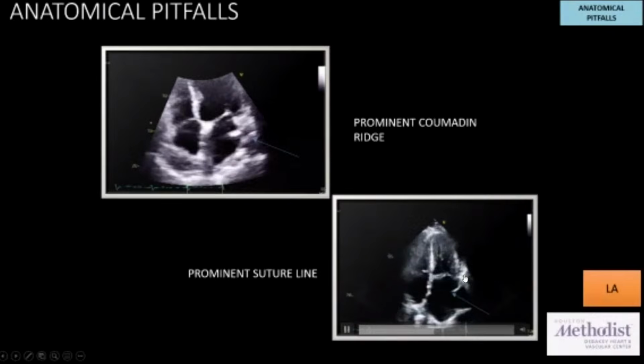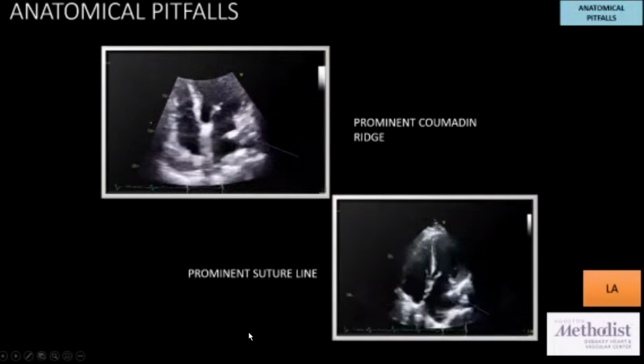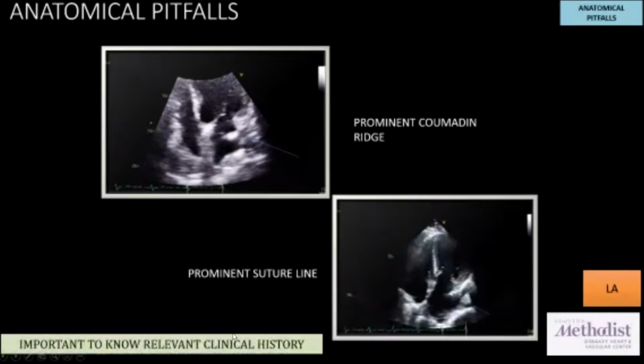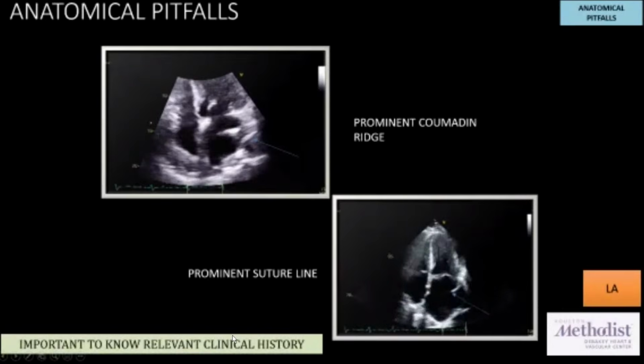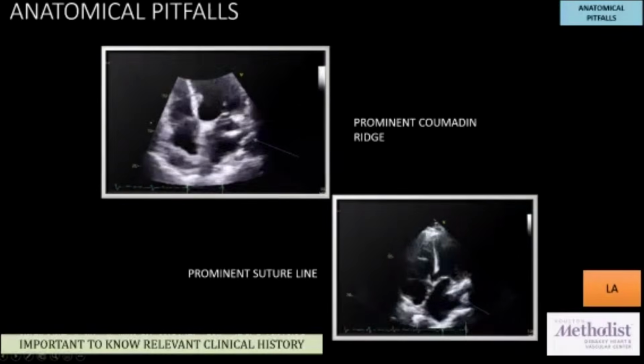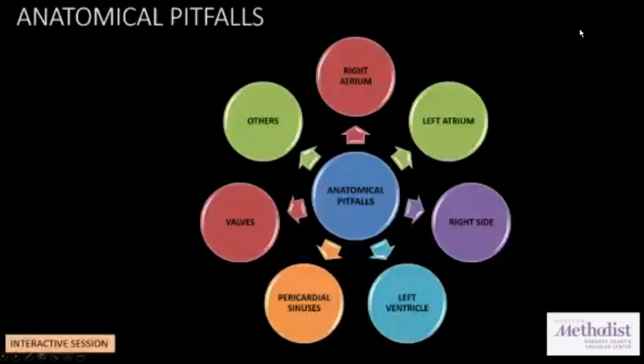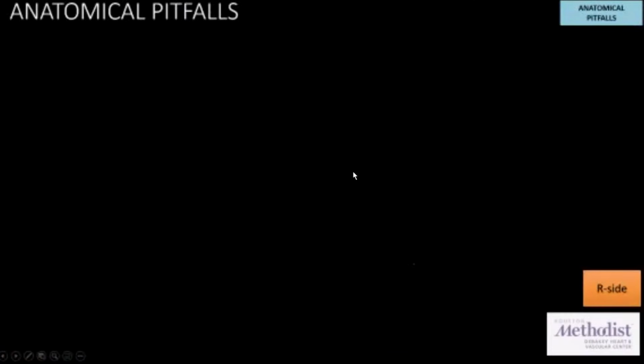And very rarely we do see some prominent suture lines post-cardiac transplant, especially the older transplant patients can have those prominent suture lines. Bottom line is, even if you're seeing some routine anatomical pitfalls, it's important to know some clinically relevant history. Let's move on to some other right-sided stuff, right?